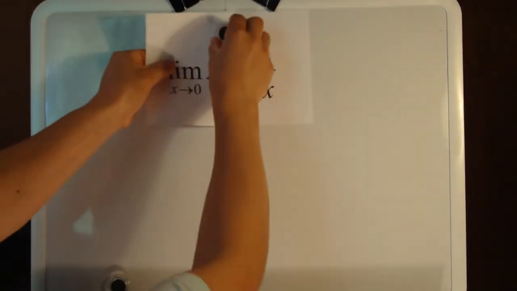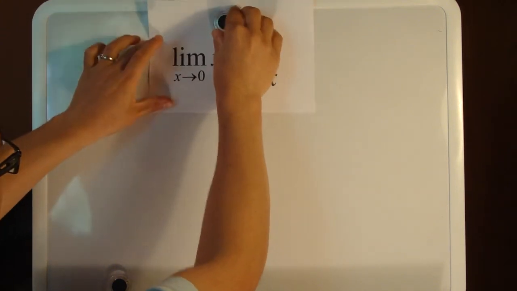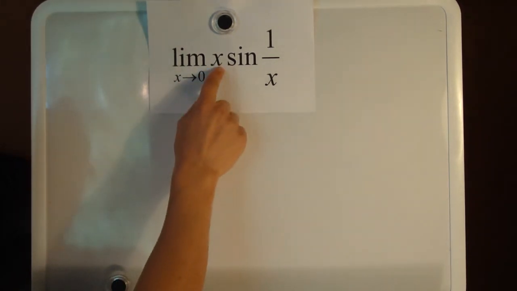Okay, so this is it. We're going to do this example and maybe take a look at things graphically so we can see what's happening. This example is a pretty challenging one because if you try to plug in x equals 0 directly, you run into some problems.